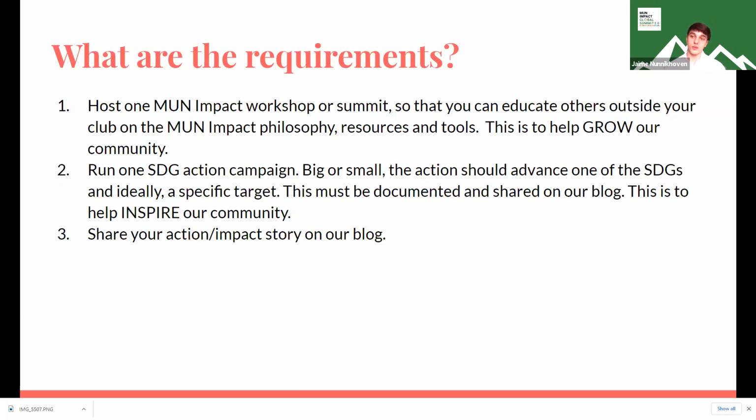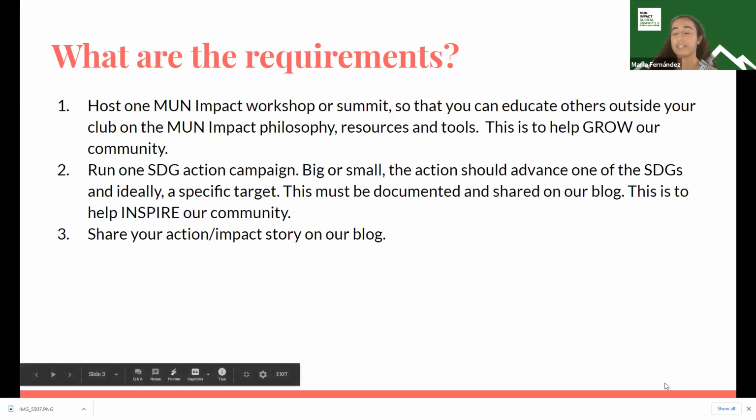So this first point really relates to getting more people involved and getting the ideas out there. You know, ideas run people in a way. So if the idea is out there, then the people will come. The second requirement is basically to run one SDG action campaign. It doesn't matter whether it's big or small, but it should ideally focus on one specific target. For example, let's say you want to focus on SDG 6.